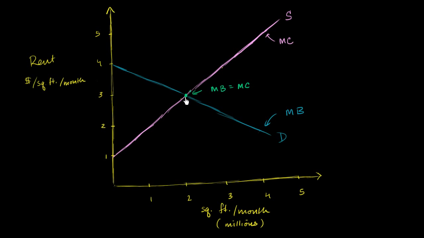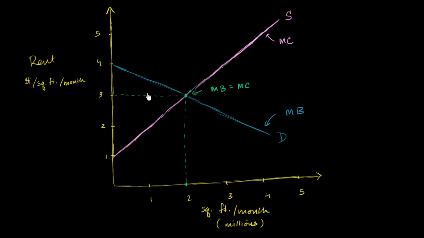So we reach an equilibrium at 2 million. We reach an equilibrium point at 2 million square feet per month on the market. Let me make that line a little bit straighter. 2 million square foot per month on the market, and at a price of $3 per square foot per month. And you can look at the total surplus here.